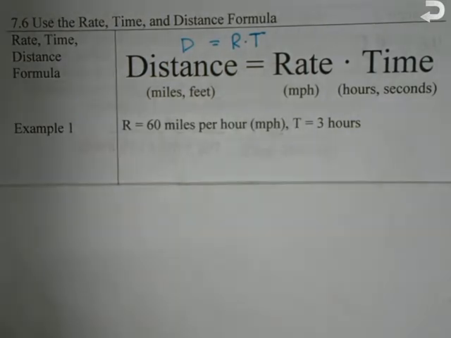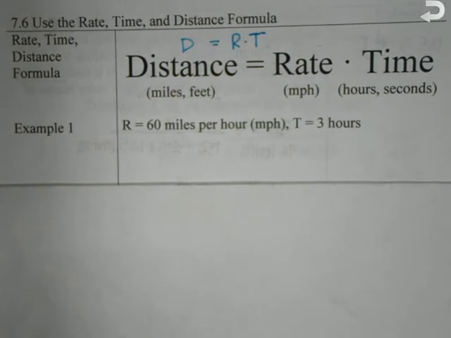So what's going to happen is they're either going to give you the rate and the time, and we need to find the distance, or they're going to give us the time and the distance, and we need to find the rate, or they're going to give us the distance and the rate, and we need to figure out the time. So we're always going to get two pieces of information and have to solve for the missing one.